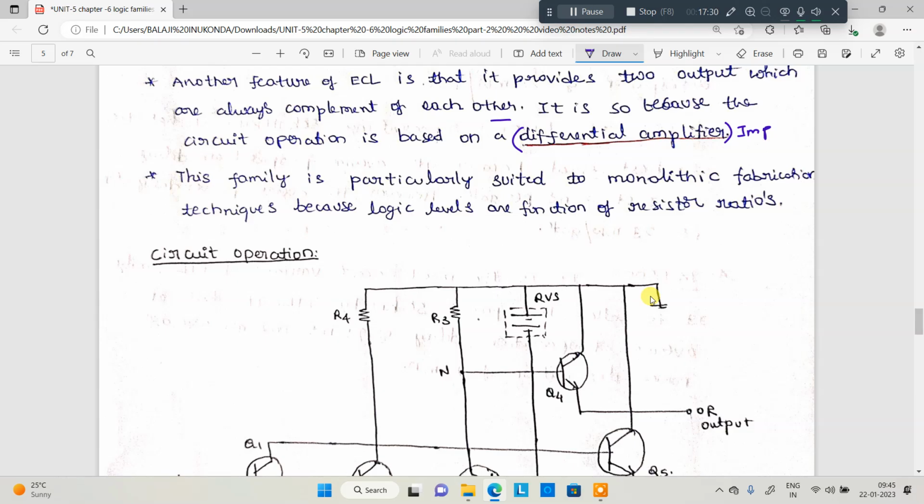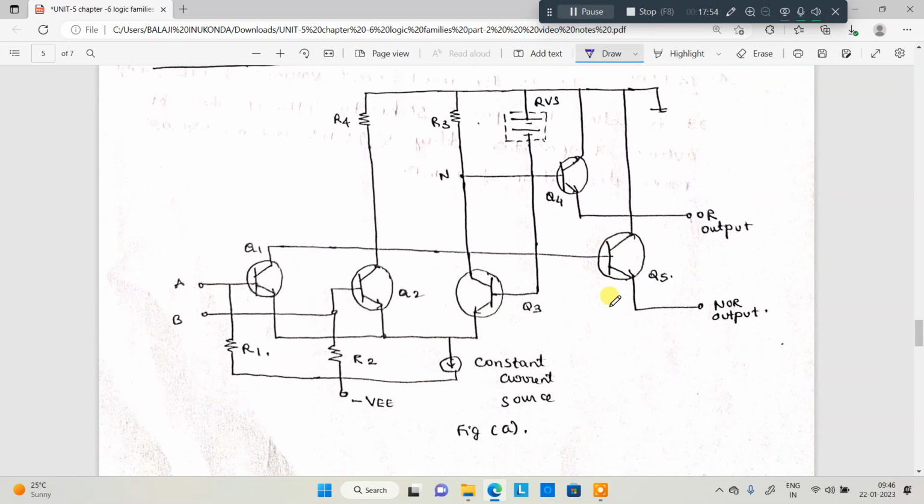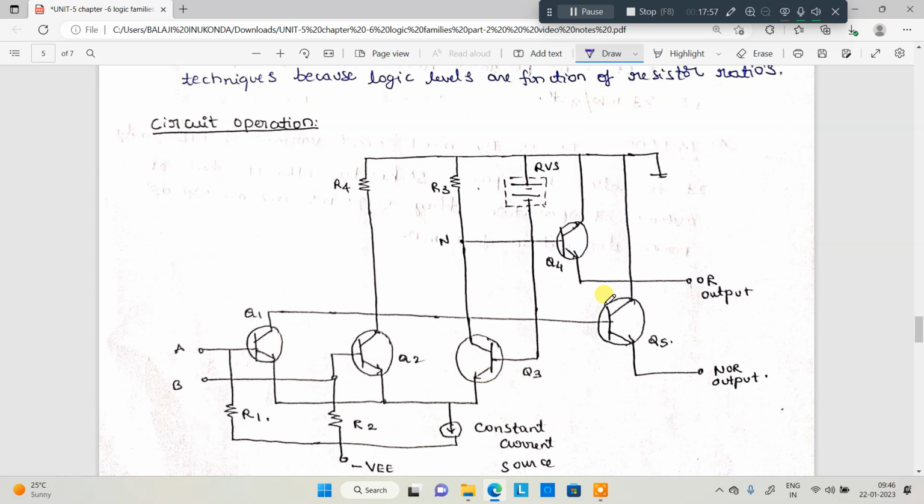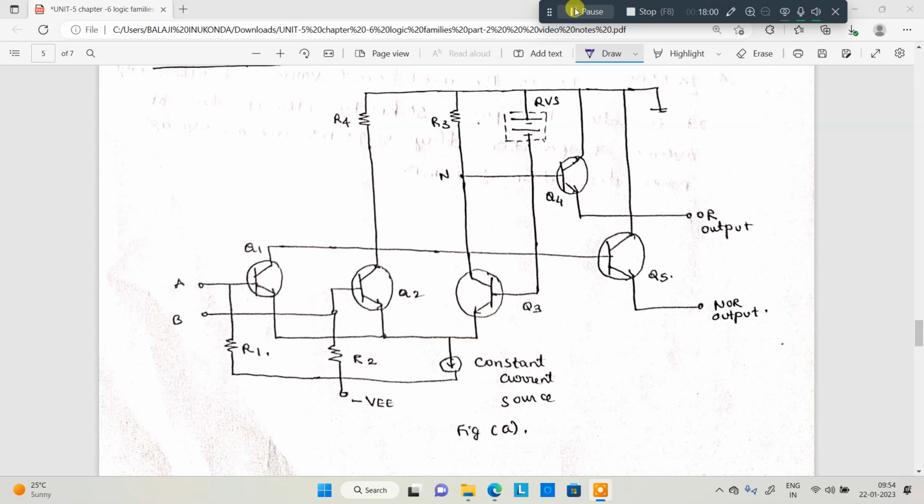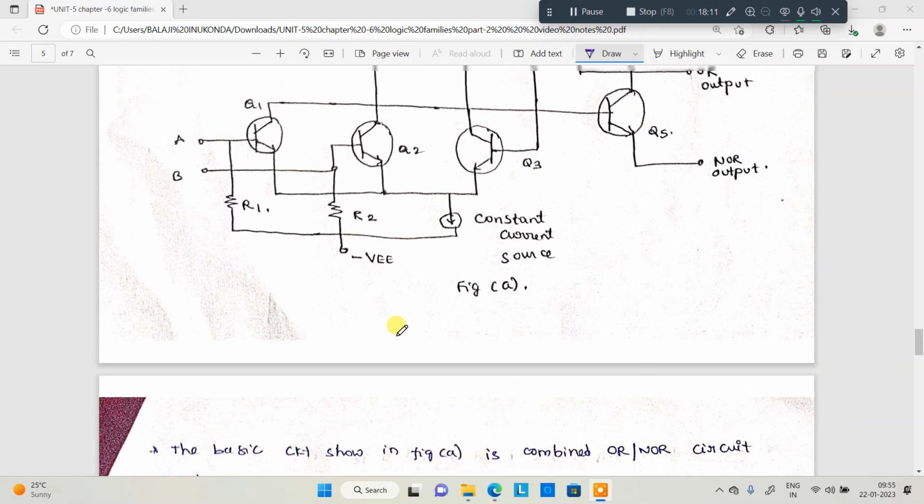This family is particularly suited to monolithic fabrication. In the integrated circuit chapter we'll discuss different types of fabrication techniques; here we are using monolithic fabrication. This is also one you may expect, because logic levels are a function of the resistor ratios. Now we are moving to the working. This is the diagram for the ECL. In this particular circuit, the emitters are coupled, so that's why it is called emitter coupled logic circuit. I will explain the working, but before that I will give you some important points.